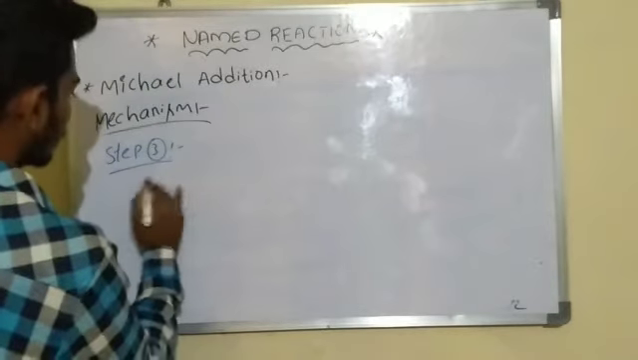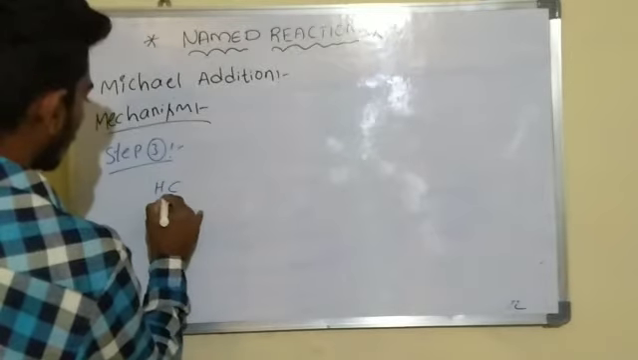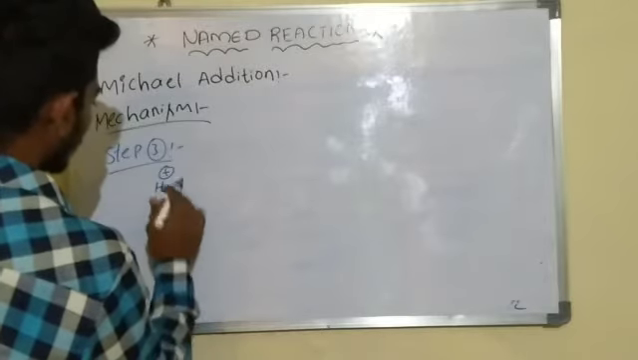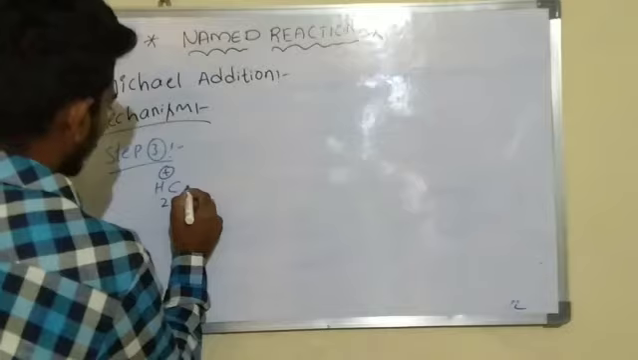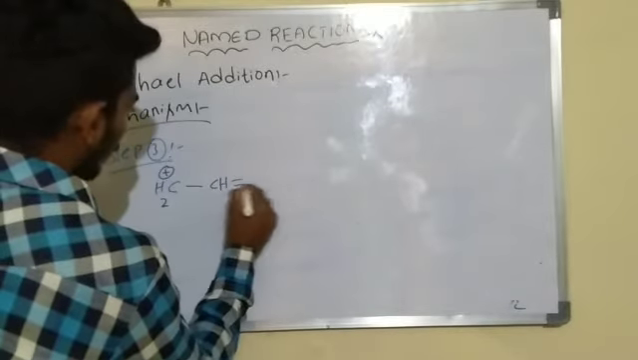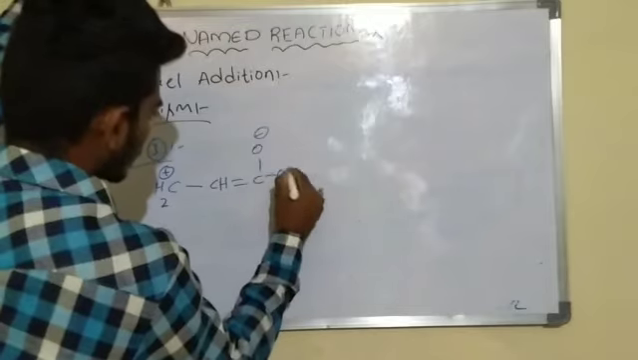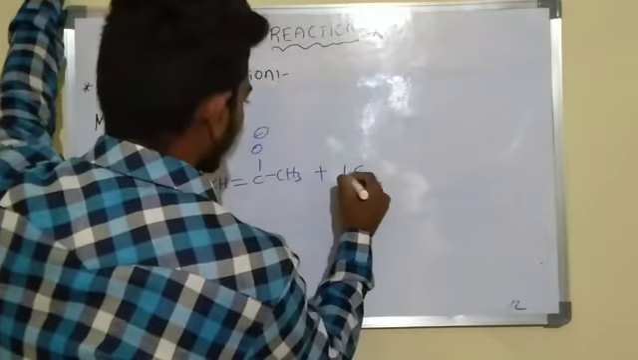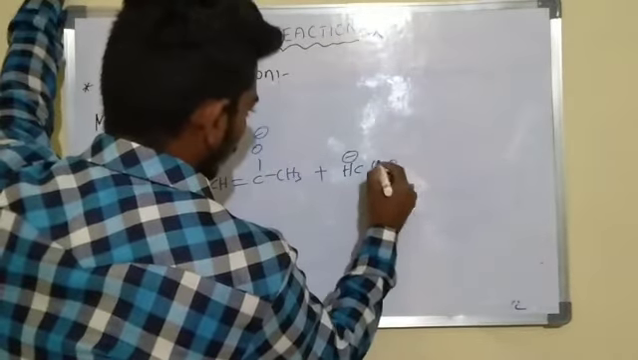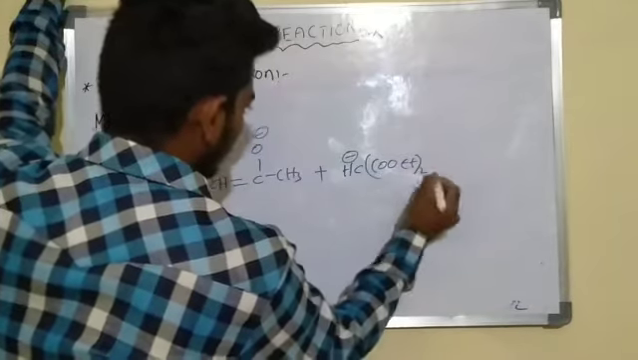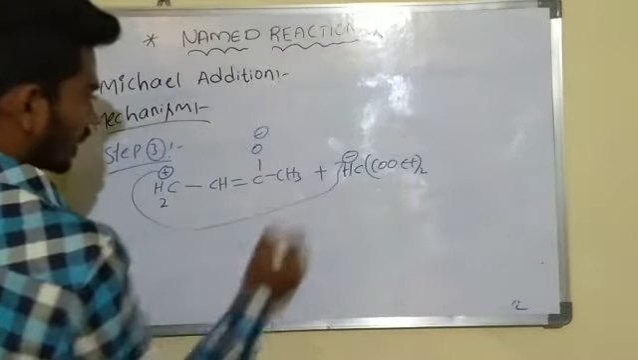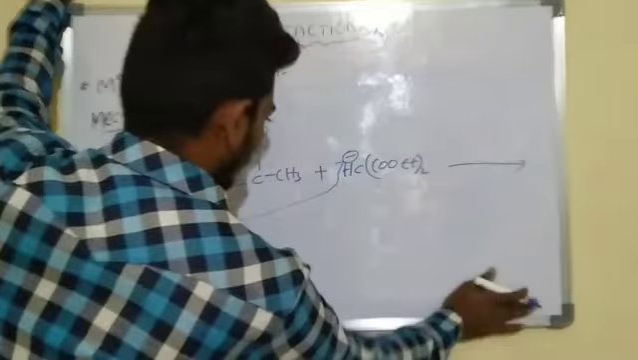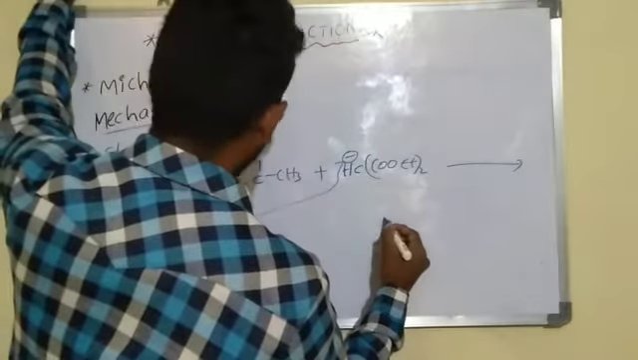The carbanion, CH(COOEt)2, combines with the carbocation. This positive charge attracts this negative charge. It forms this type of addition product.